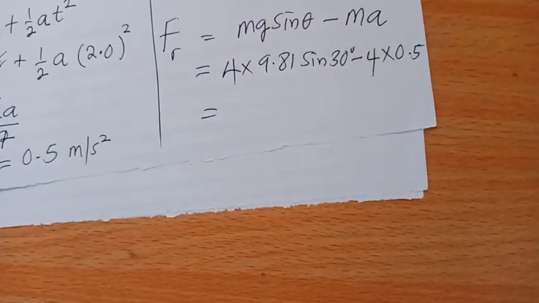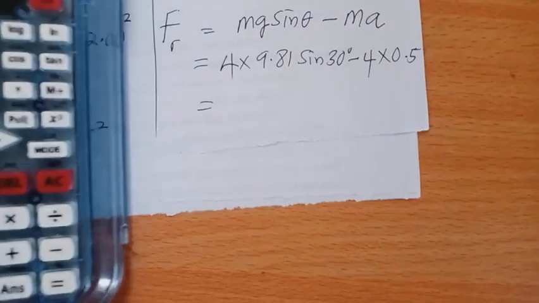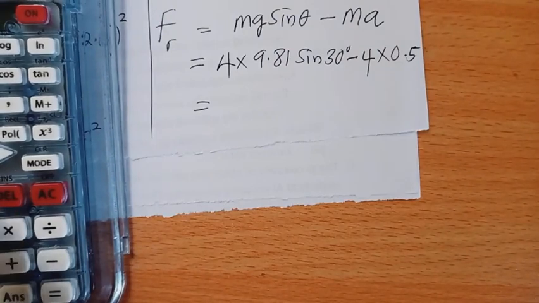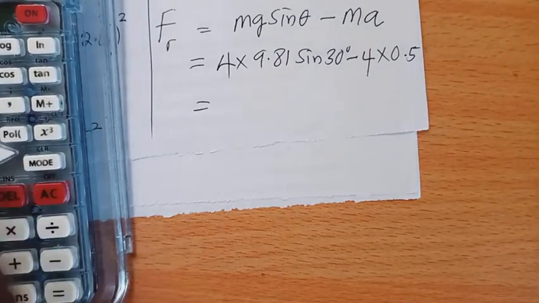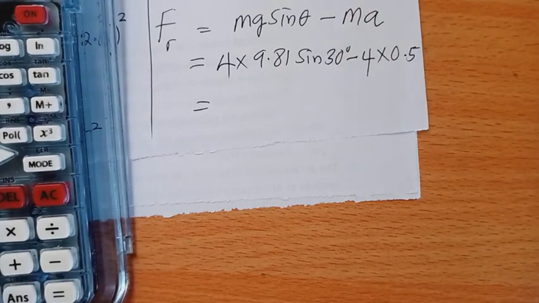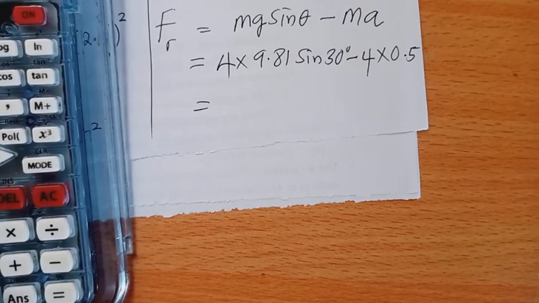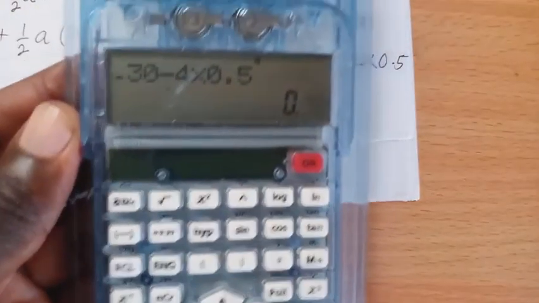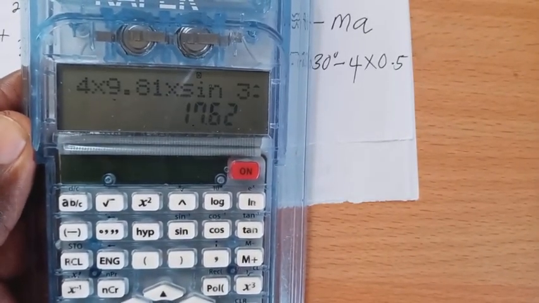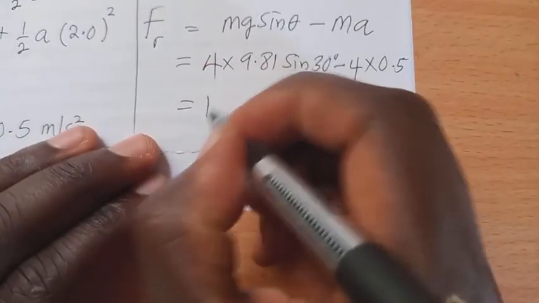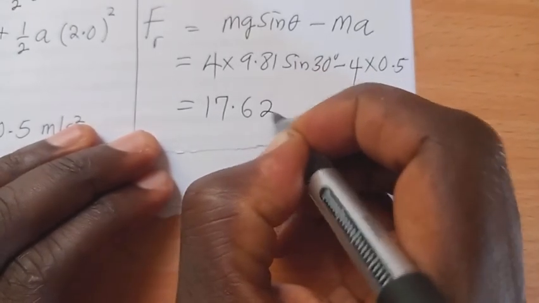Finally, I bring my calculator and say, okay, 4 multiplied by 9.81 multiplied by sine 30 degrees, then minus 4 times 0.5. You see, minus 4 times 0.5. After pressing all of this, now you press the equality sign. You see, it is 17.62. So I will now write 17.62.